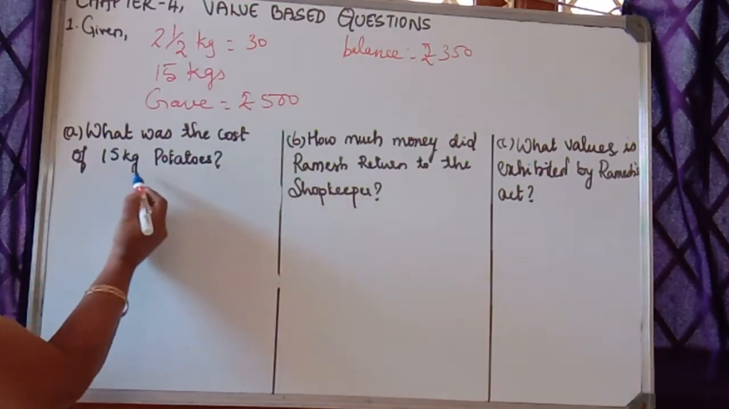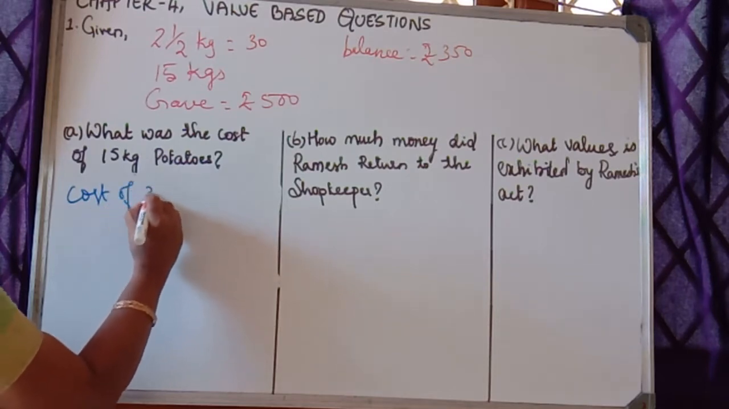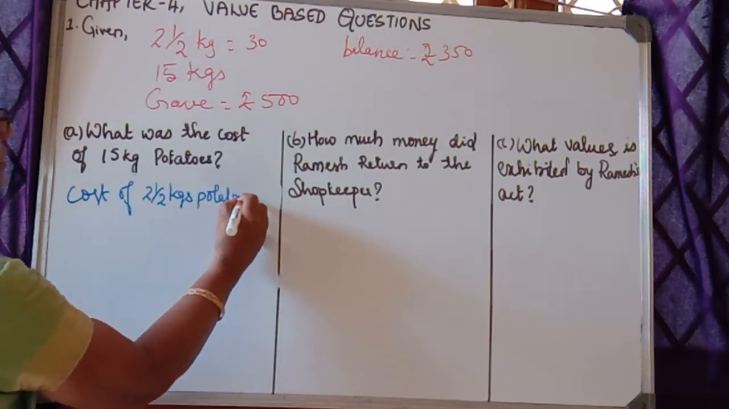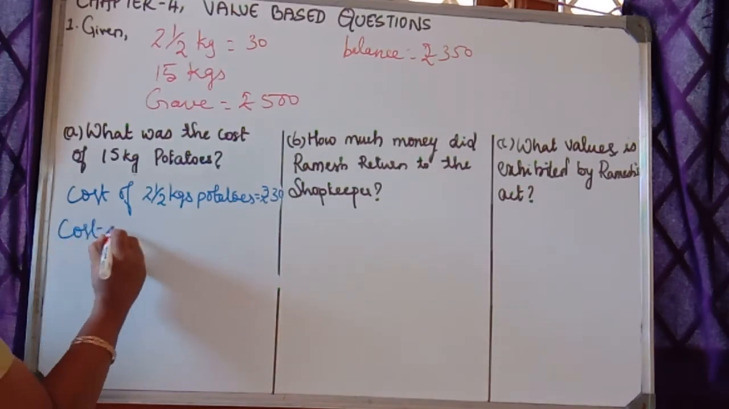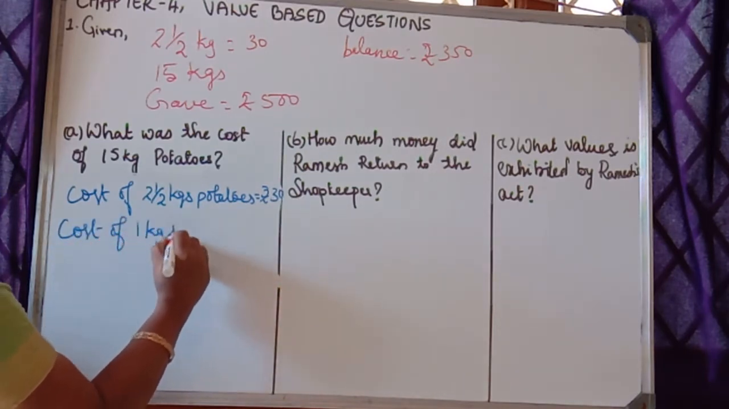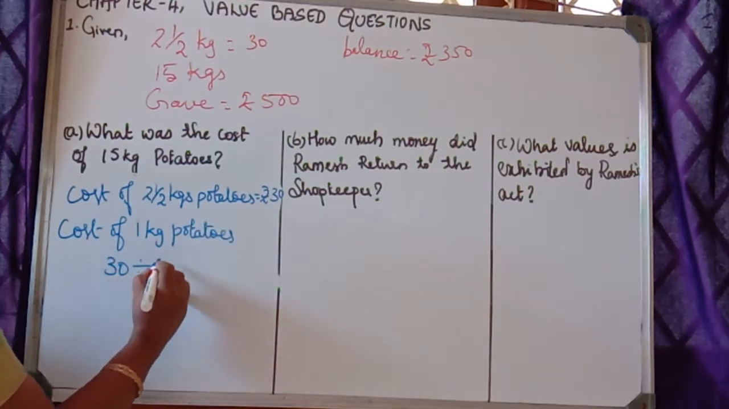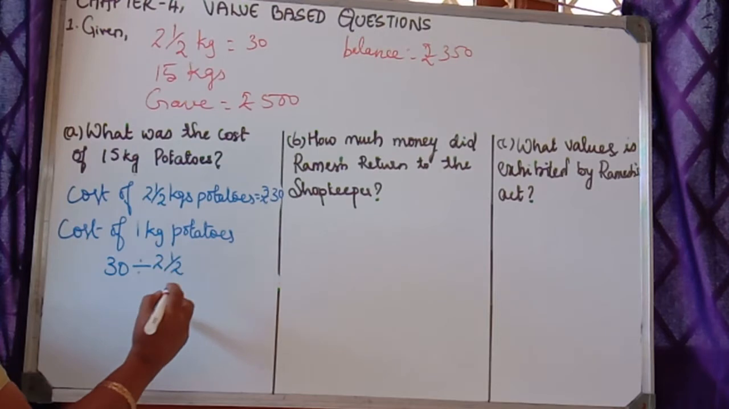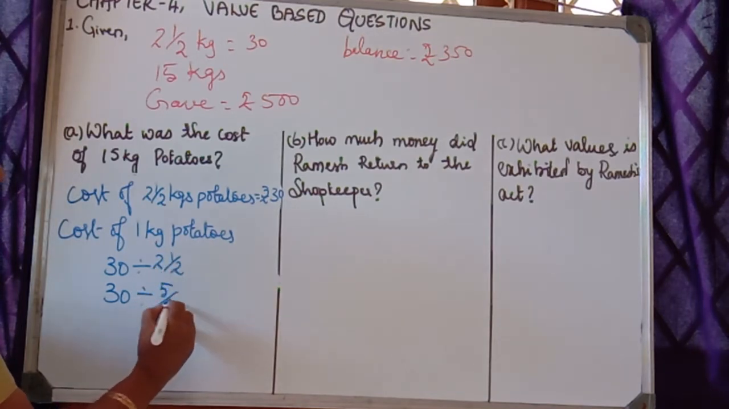What was the cost of 15 kg potatoes? Here, what's given? Cost of 2.5 kgs potatoes is equal to rupees 30. Now we have to find out the cost of 1 kg potatoes. How will we find out? 30 divided by 2.5. Now this is given as a mixed fraction, so we have to convert it into an improper fraction. 2 2s are 4, 4 plus 1, 5 by 2.